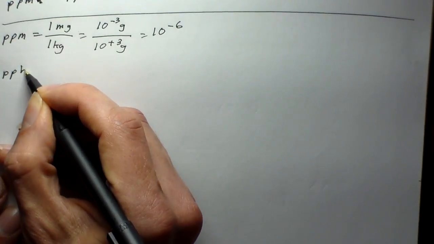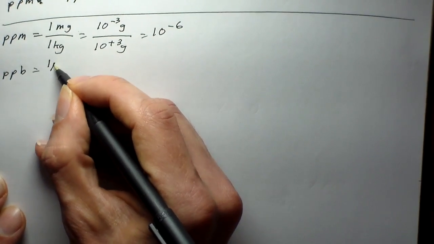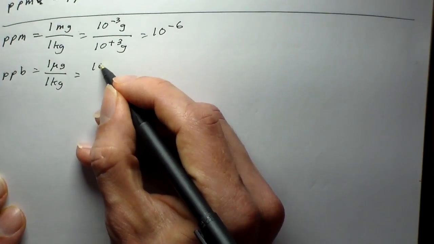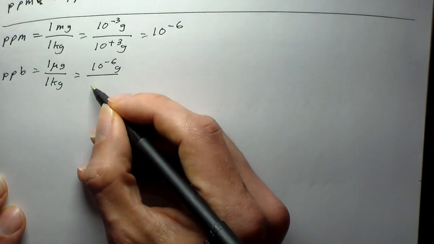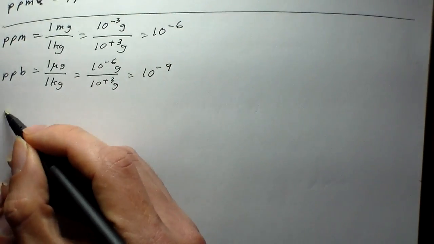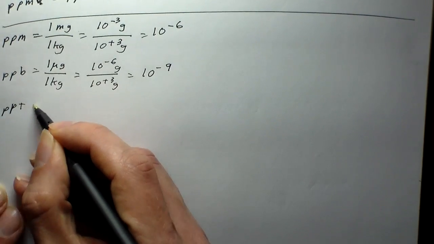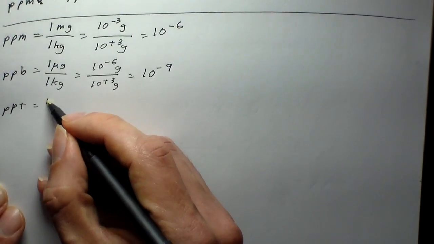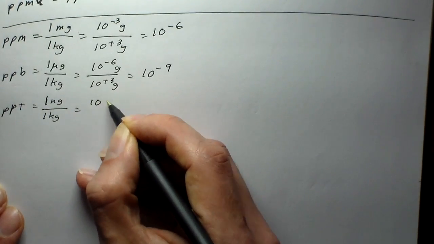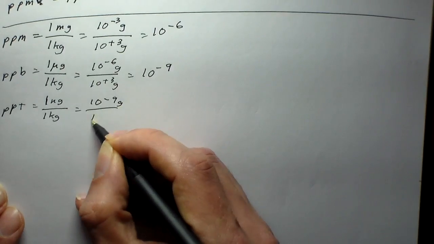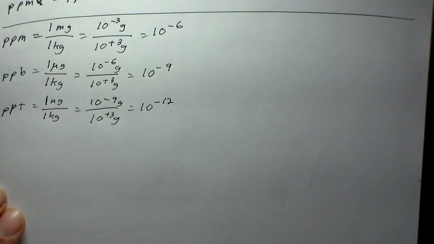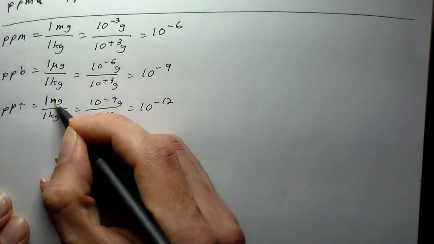Okay, a part per billion would be 1 microgram per 1 kilogram, and that's 10 to the minus 6th grams over 10 to the plus 3 grams, which is 10 to the minus 9th. And then a part per trillion would be 1 nanogram per 1 kilogram, which would be 10 to the minus 9 grams over 10 to the plus 3 grams, which is 10 to the minus 12. All right, and that's an n right there.